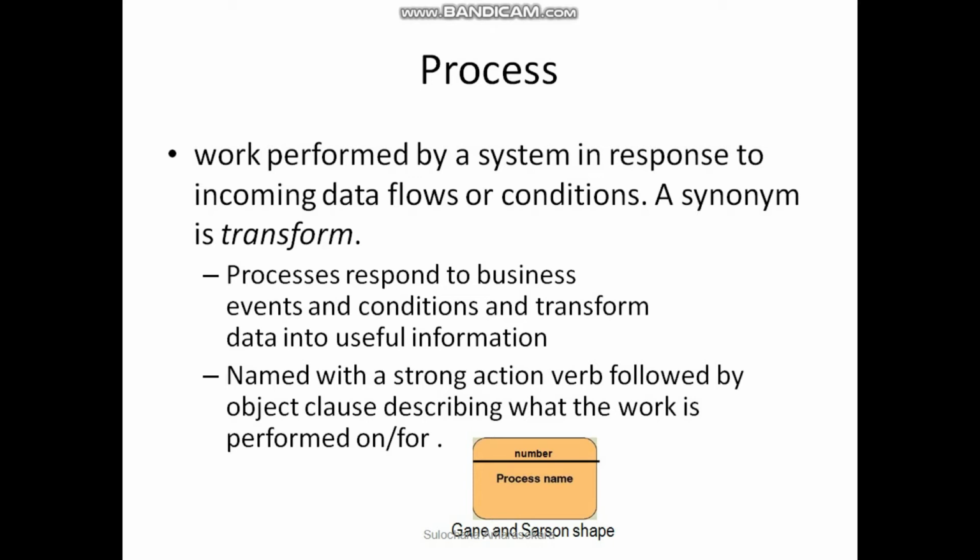First, process. This is a working unit which transfers data from one format to another. Sometimes it may be a business event or sometimes a business condition. We can represent processes by round-ended rectangles. That rectangle contains two parts. The top part contains the processing order and the bottom part contains the process name.